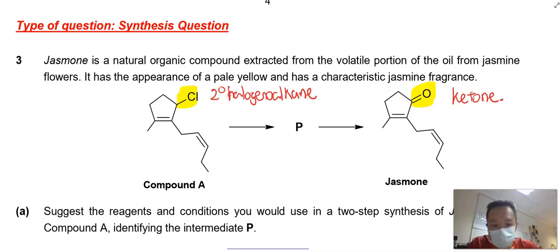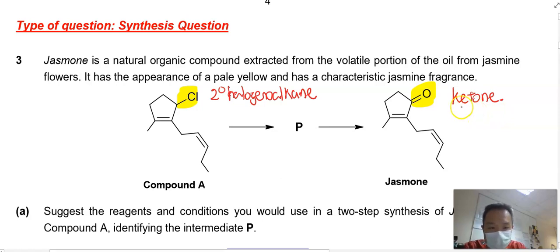Okay, looking at question 3 of Carbonyl tutorials, we are looking at a Jasmine compound. We are supposed to look at how compound A can be synthesized to form Jasmine in a two-step process. Looking at compound A, we have a secondary halogenoalkane, and in Jasmine we have a ketone. So the two-step synthesis is quite straightforward.